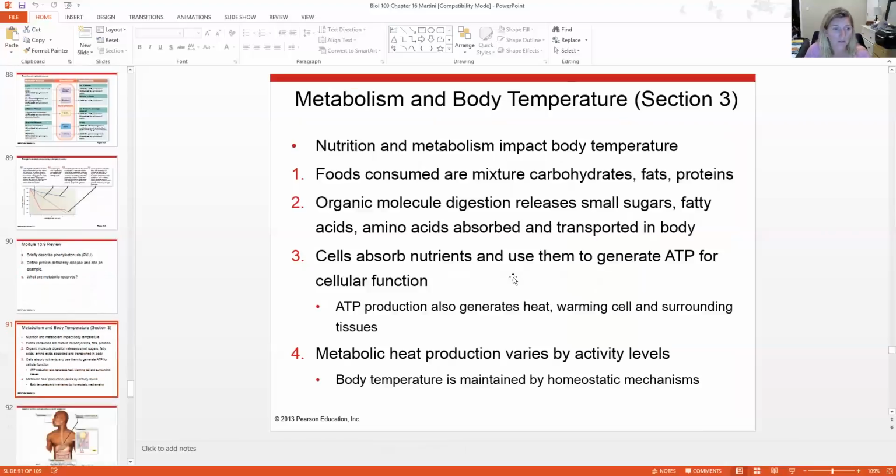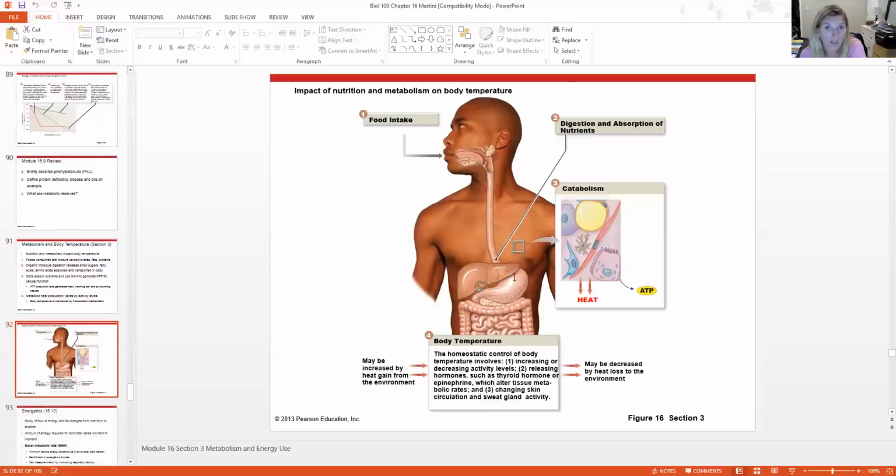Let's talk about the final little chapter, which is metabolism and body temperature. Nutrition and metabolism affect our body temperature. Foods consumed are a mix of carbohydrates, fats, and proteins. Organic molecules release small sugars, fatty acids, and amino acids that are transported and absorbed through the body. The cells absorb the nutrients and use them to generate ATP. Remember, ATP is just 40% of the energy from the food. 60% is heat, right? That heat warms the cell and the surrounding tissue. The metabolic heat can be produced from a variety of activities, and our body temperature is maintained by homeostatic mechanisms.